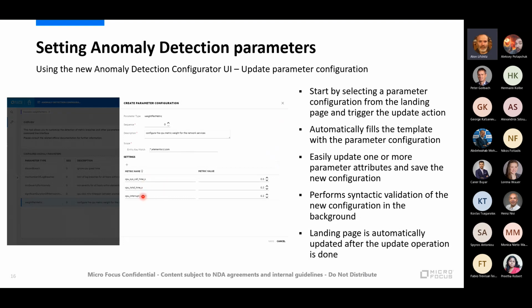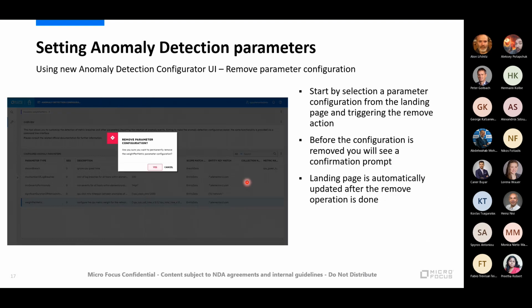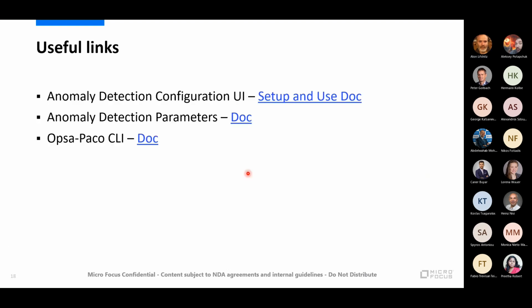For the metric name, you can choose a few metrics, not only one. And then you give the value, the metric value, for example, between 0 to 9, and so on. You can remove your configuration. If you remove the configuration, it will jump to the default.